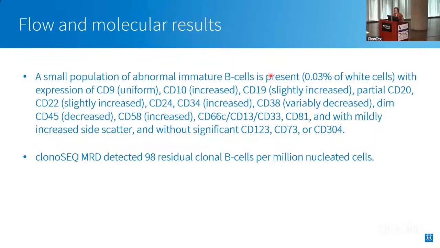So we signed this out as abnormal immature B cells at 0.03% of white cells, and without our markers of aberrancy, 123, 73, or 304. But we did have that increase in CD10, increase in CD19, et cetera. And we did correlate with clonoSEQ, which detected 98 residual clonal B cells per million nucleated cells.